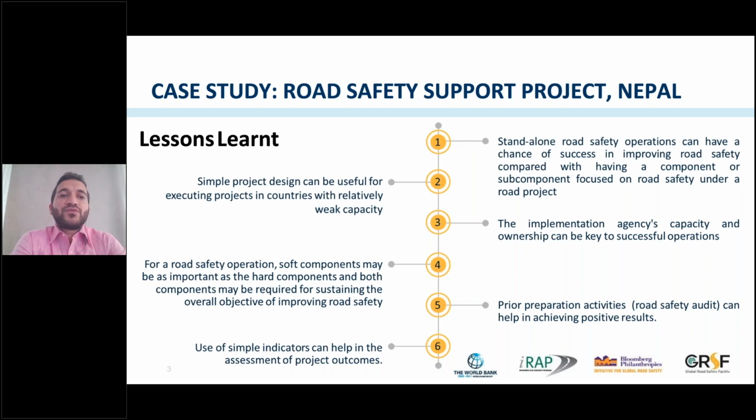One of the things is soft components, which governments can be less interested in implementing. Having a good relationship with the government is vital to make sure soft components are also properly implemented. Prior preparation activities such as road safety audit are very important to achieve the target. In this particular project, a road safety audit at the early stage of the project helped address the roads' vulnerable sections. This helped the installation of crash barriers on the road. Last but not least, using simple indicators can help to assess the project better. Monitoring and evaluation are very important in road safety.